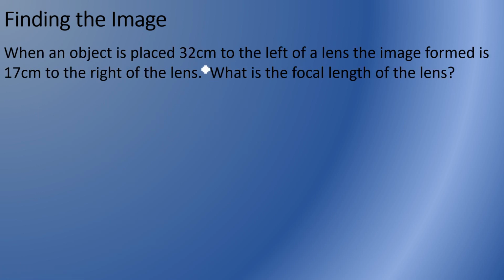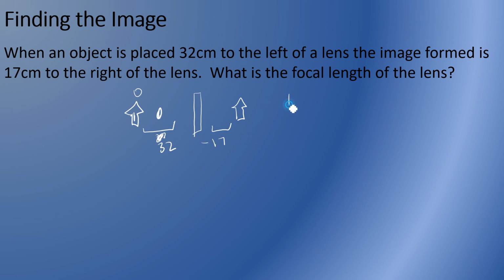Okay. When an object is placed 32 centimeters to the left of a lens, the image formed is 17 centimeters to the right of the lens. Okay, so we are going to have our lens. Here's our lens. And we're 32 centimeters to the left. Okay. Computer stuttered there for a second. So 32 centimeters right here. And the image formed is, so this is our object, and is 17 centimeters to the right of the lens, which means we'll say negative because it's behind it, and we're looking for the focal length.